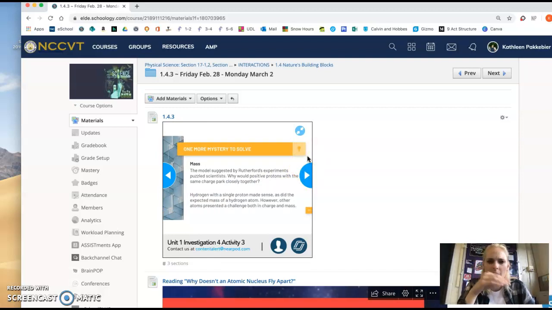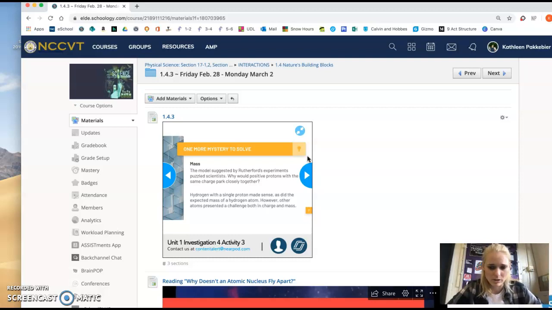We talked about AMUs, atomic mass units, on Friday. It's how we describe how heavy atoms are. And the model suggested by Rutherford's experiments was kind of confusing, because why are these positive protons packed so closely together? They're supposed to repel each other. Like charges repel. We've been talking about that since day one. That's one of our fundamental rules, and yet we've got all these positive charges packing together in a small space. What the heck?